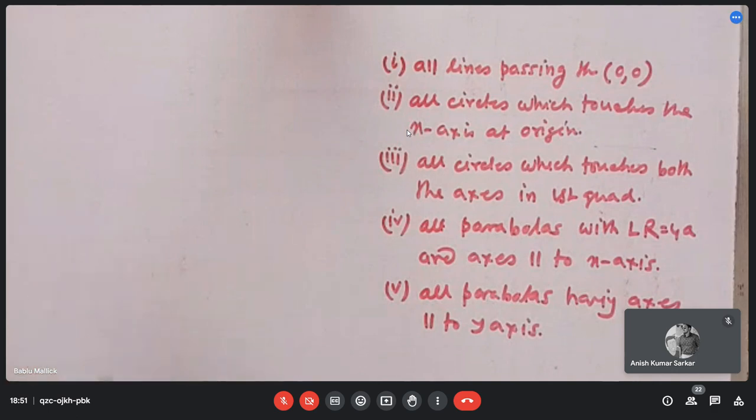Next is this: all parabolas with latus rectum 4a and axis parallel to x-axis. And last is all parabolas having axis parallel to y-axis.